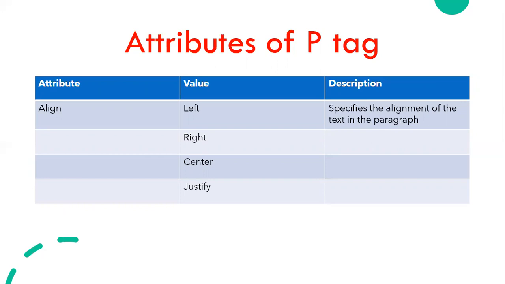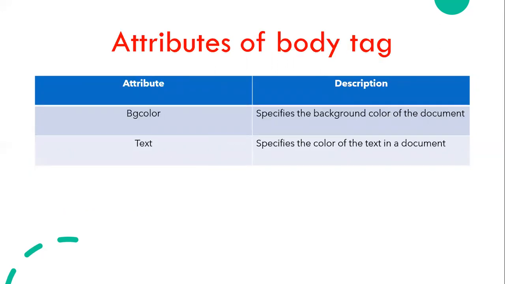Okay. Next, attributes of the body tag. As we have attributes for a para tag, we also have attributes for the body tag. The first attribute is BG color. BG color means the background color. Once we give this attribute in the body tag, the background color of that document will change. And the next attribute is text. That means we can even change the color of the text also.